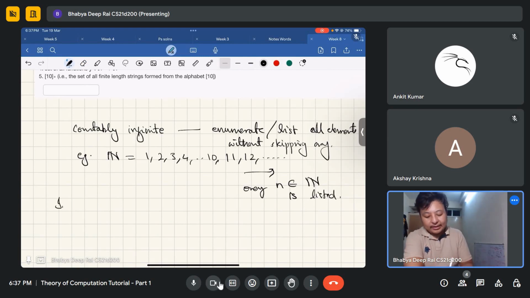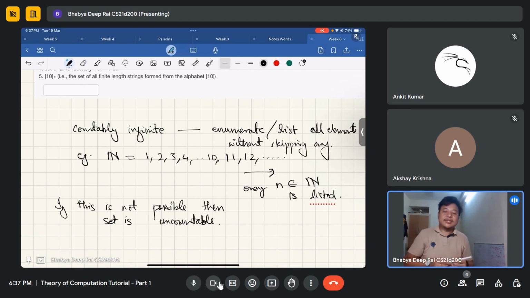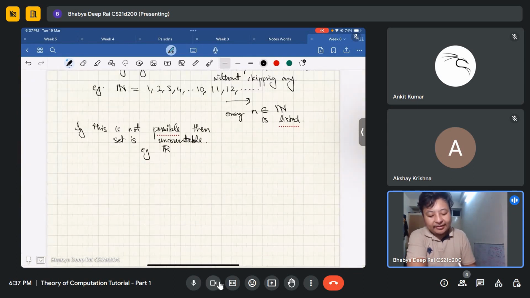And if this is not possible, then the set is uncountable. So this is much larger in a sense. I cannot even list them. I cannot even hope to list them out. A good example is real numbers. So why are real numbers uncountable?